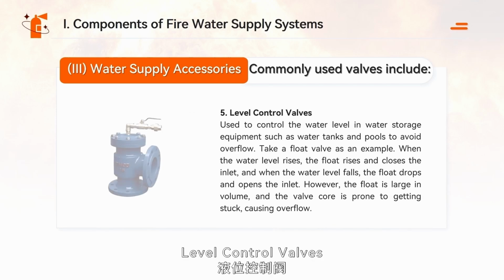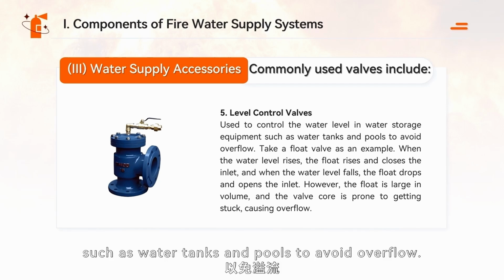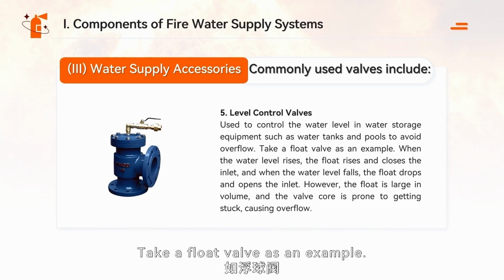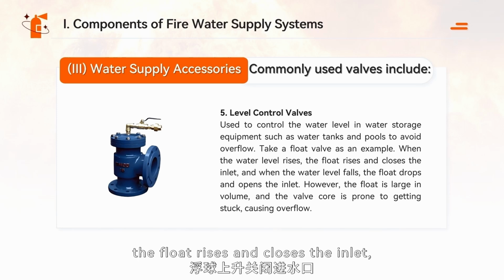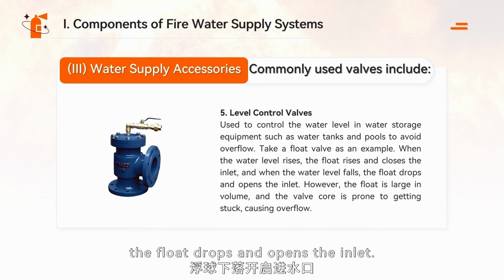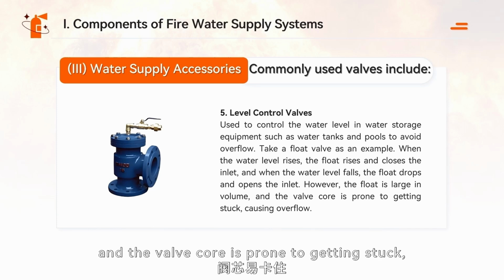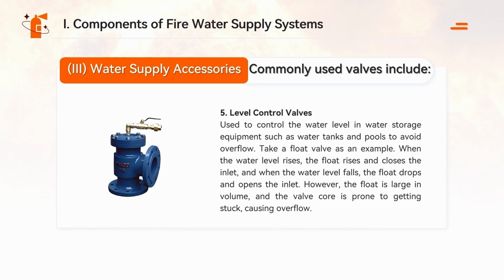Level control valves. Used to control the water level in water storage equipment such as water tanks and pools to avoid overflow. Take a float valve as an example. When the water level rises, the float rises and closes the inlet, and when the water level falls, the float drops and opens the inlet. However, the float is large in volume, and the valve core is prone to getting stuck, causing overflow.